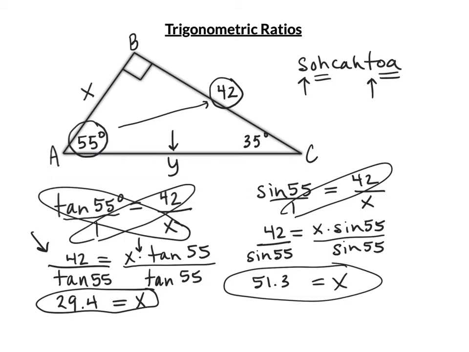Just like I said in the previous example, if you had wanted, you could have just as easily used 35 as your point of reference. That would have worked just fine. Either angle. It can't be the right angle. It's got to be one of the acute angles.